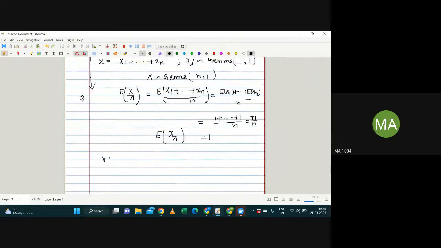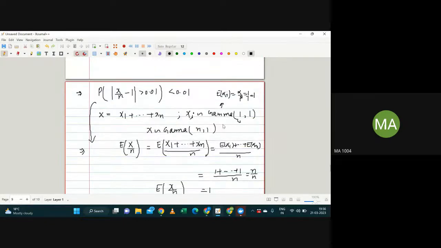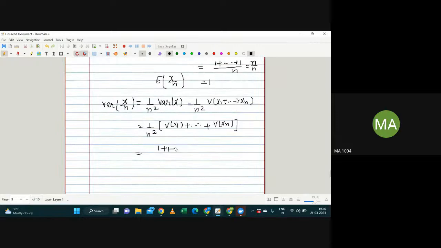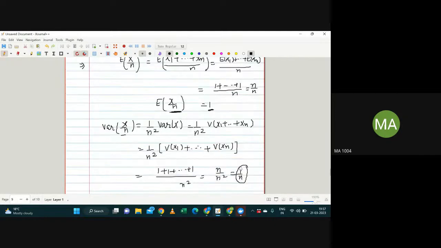Now, what is the variance of x by n? That means 1 by n square times the variance of x, correct? X is x1 plus so on plus xn, so it will be the variance of x1 plus so on plus the variance of xn, since all the random variables are independent. What is the variance of each xi? Alpha by beta square, so again 1. So we get 1 plus 1 plus so on, divided by n square. So it's n by n square, which is 1 by n. So the expected value of x by n is 1, and the variance of x by n is 1 by n, right?